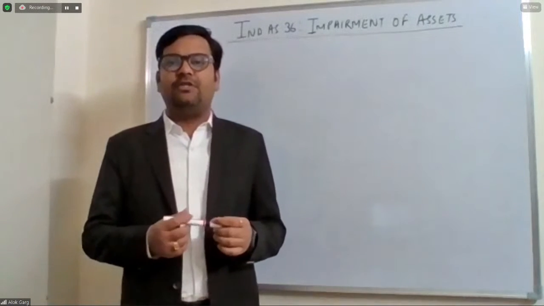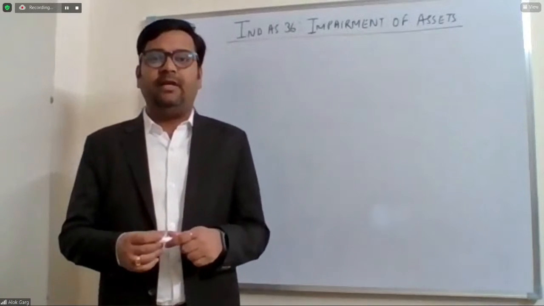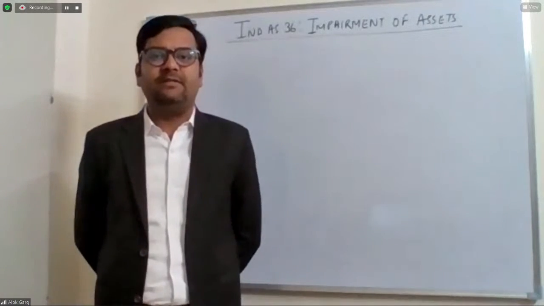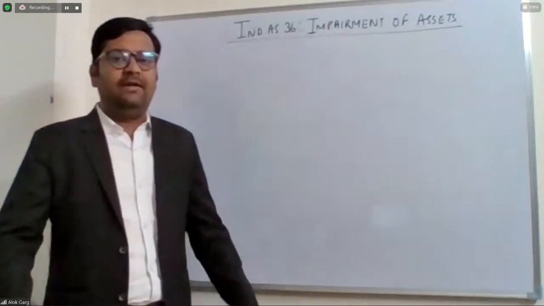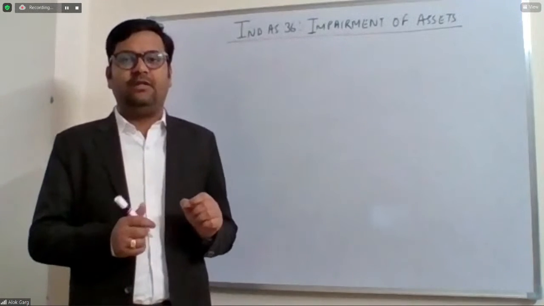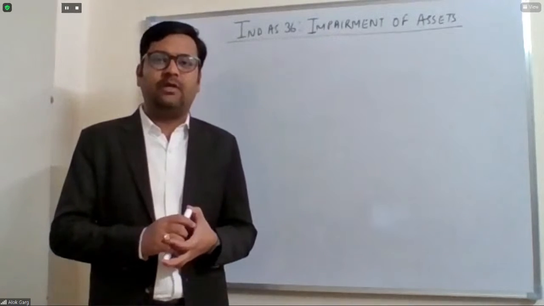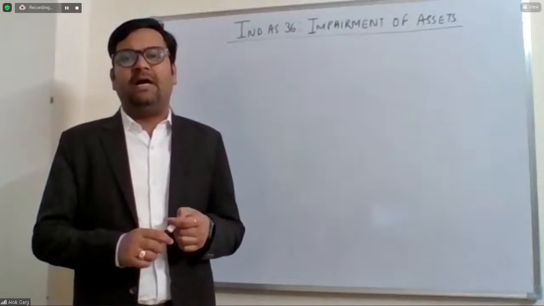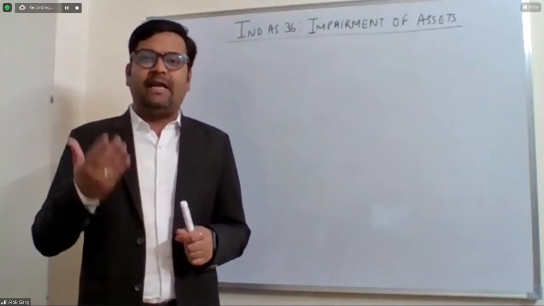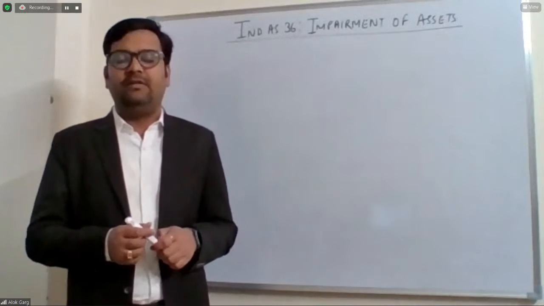We discussed the objective of impairment of assets. The counterpart standard is AS 28 in Indian GAAP and IAS 36 in IFRS. The objective of the standard is to ensure that assets should not be carried at more than their recoverable amount. Recoverable amount is the higher of fair value less cost to sell and value in use. If the carrying value is higher than the recoverable value, then the differential will be treated as an impairment loss.